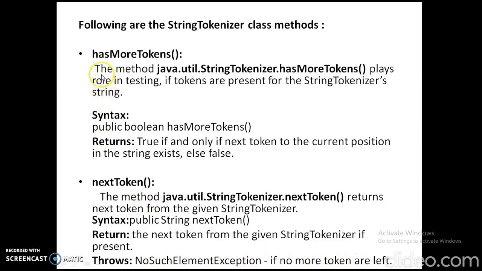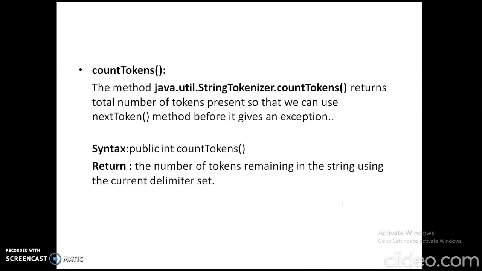So the task of hasMoreTokens, in simpler terms, is that it returns the boolean value true if there are tokens available in the string tokenizer object. nextToken is a method which will extract or return the next token available in the string tokenizer object.